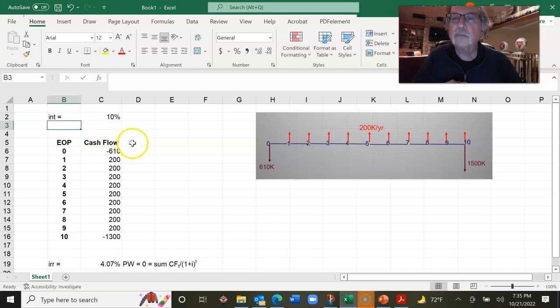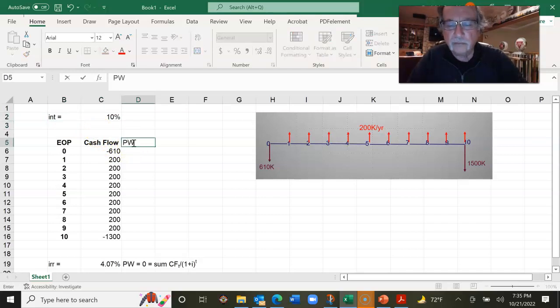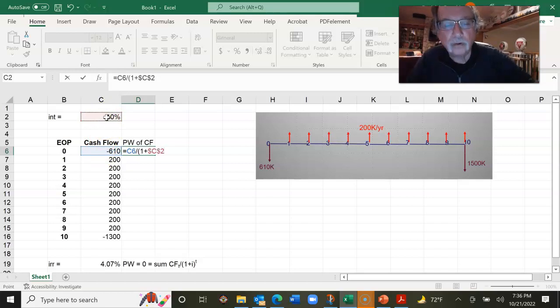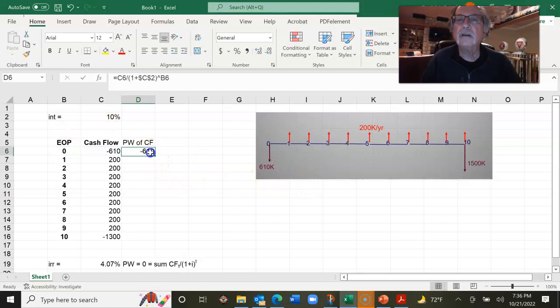And so we can look at the present worth of the cash flow equals that. Now I'm going to do it in one step. 1 plus function F4 close, raised to the 0 power. So I'm not multiplying, I'm doing it all in one step.